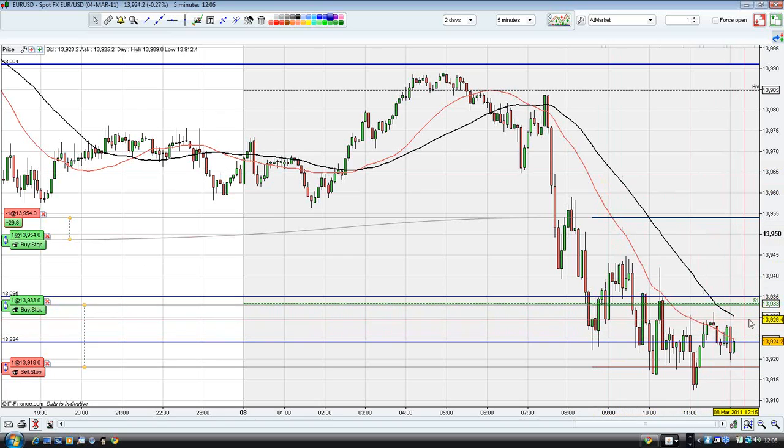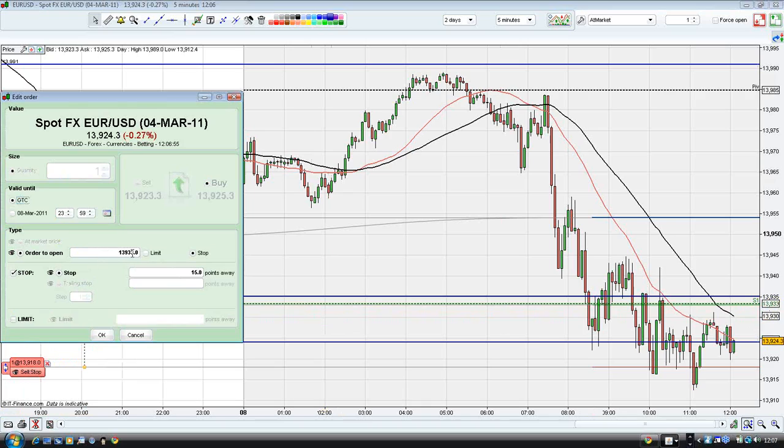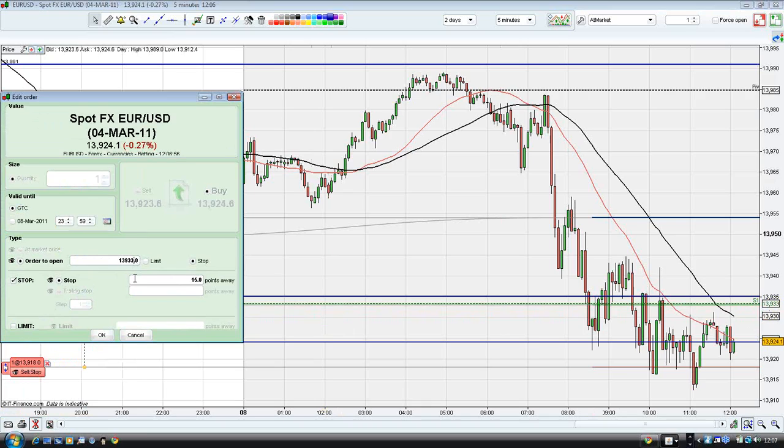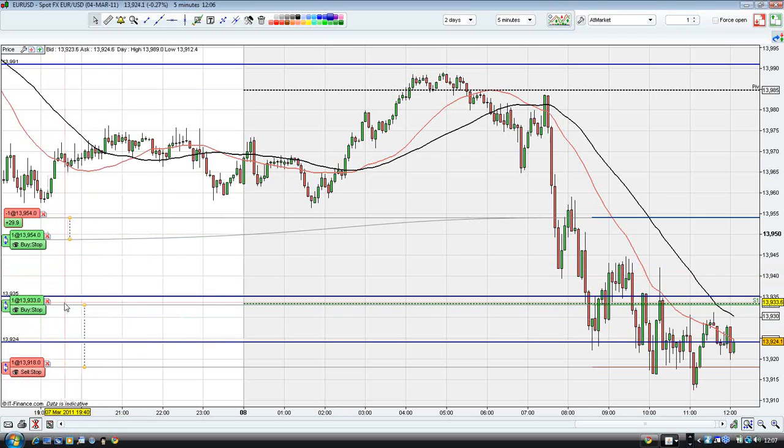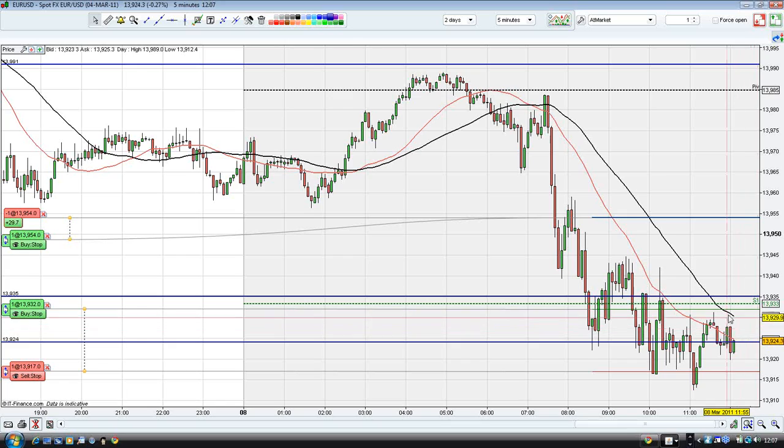So you can see the moving average 50 is currently at 13930. So I'll have to edit that to 13932. Oops. And I'll just keep moving it and keep my buy order about 2 points from the current level.